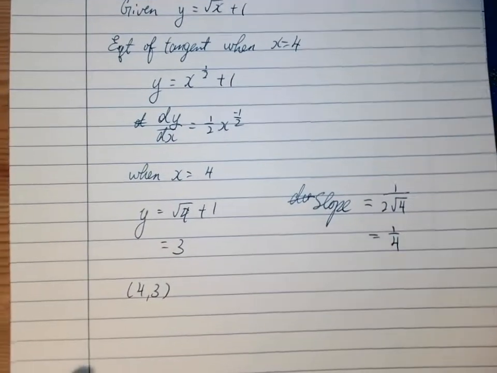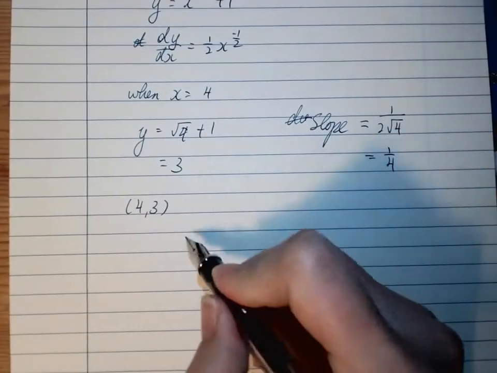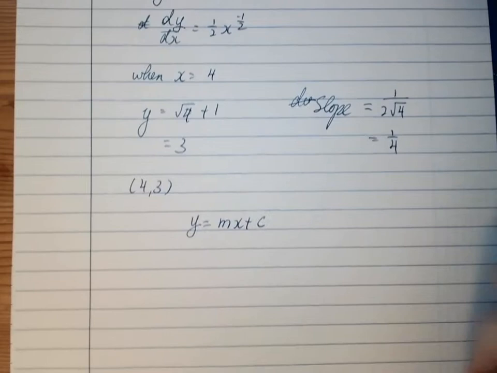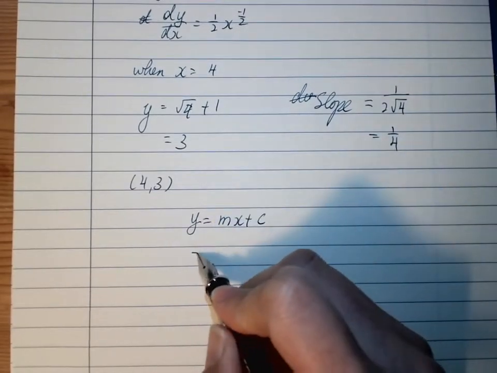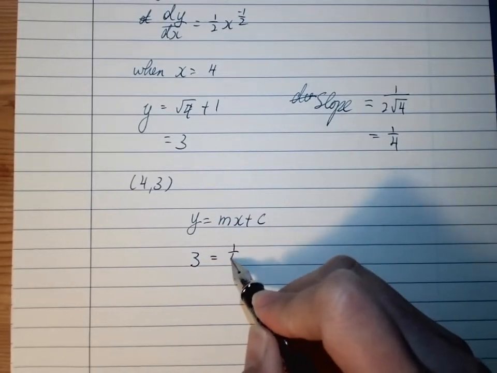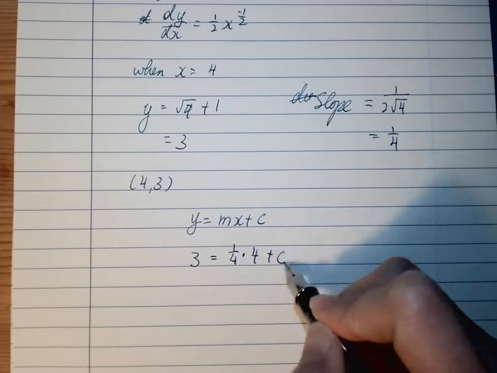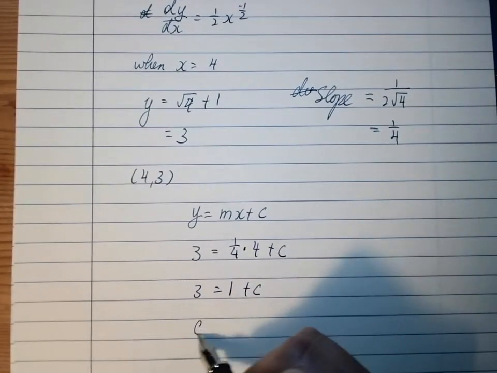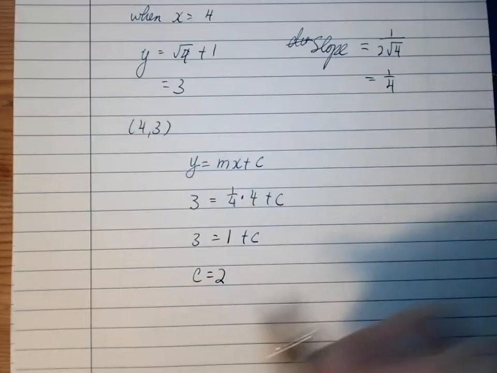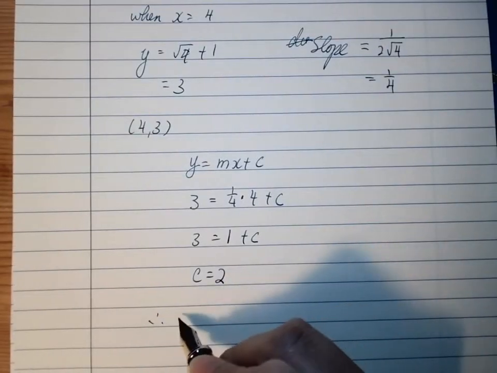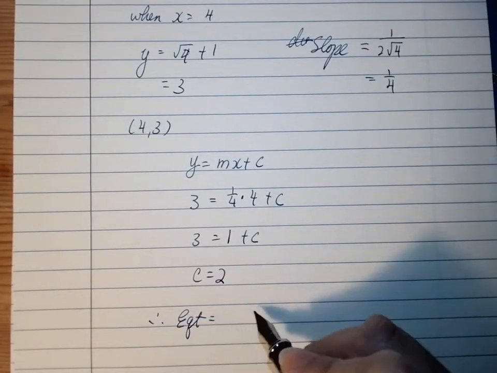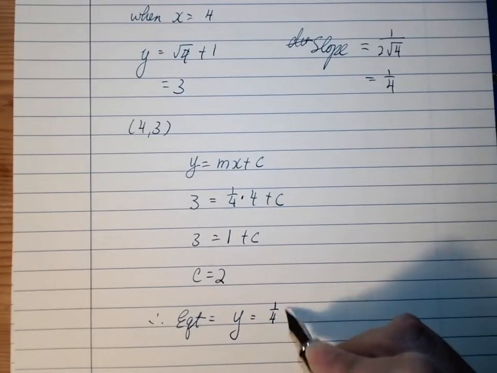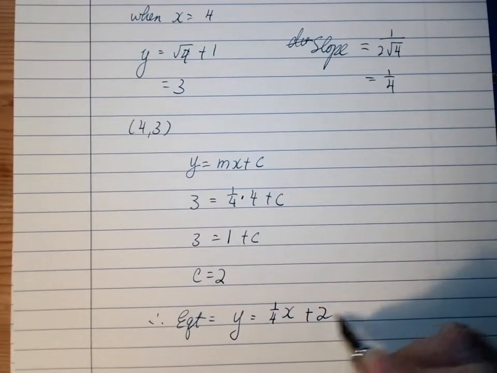Now we can put them into the equation y equals mx plus c. You don't have to write that, I just make it a bit clearer. So 3 equals 1 over 4 times 4 plus c. So 3 equals 1 plus c, c equals 2. Therefore, our equation will be y equals 1 over 4 x plus 2.